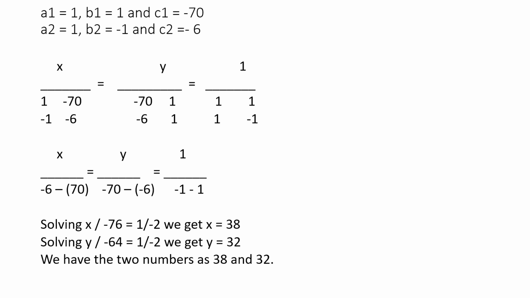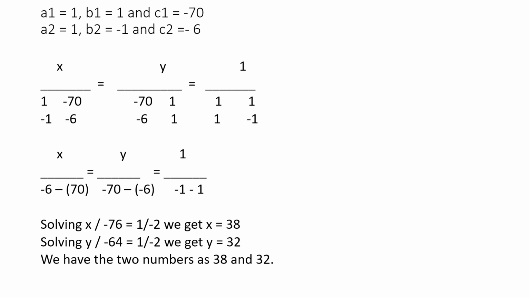Now in the denominator we just cross multiply, or in other words we just solve this matrix. So x upon minus 6 into 1 minus 1 into minus 70. That means minus 6 plus 70. Y upon minus 70 minus 6 and 1 upon minus 1 minus 1. So actually we are solving the determinant over there.